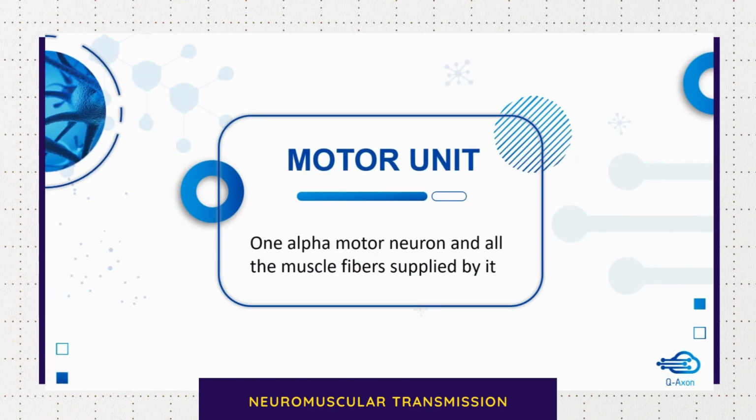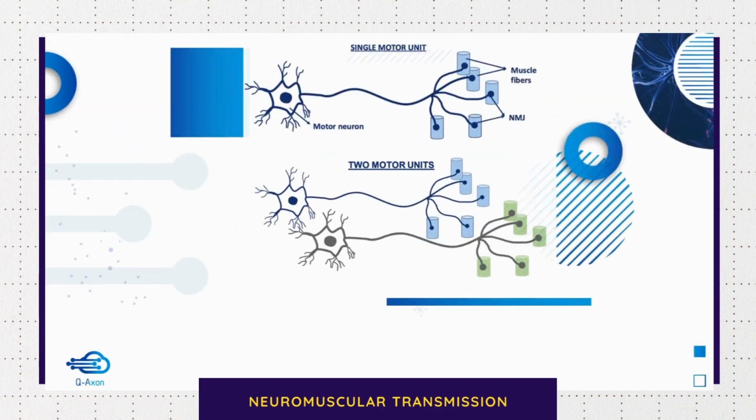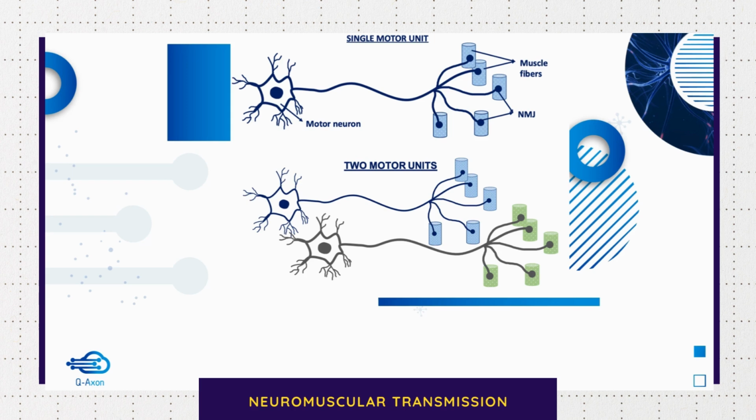Now, before we venture into the process of neuromuscular transmission, let's also understand what the motor unit means. A motor unit is defined as one alpha motor neuron and all the muscle fibers supplied by it. Now, this diagram will help you understand the concept better. So let's imagine that this is a muscle. For example, the biceps. And again in this diagram, it is the same biceps.